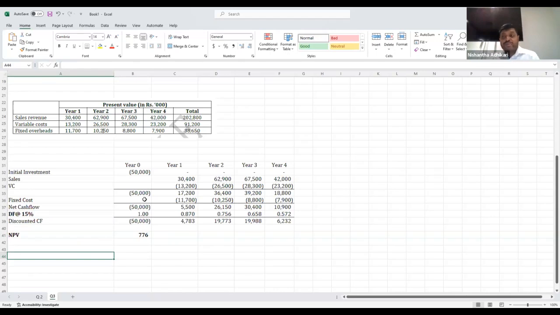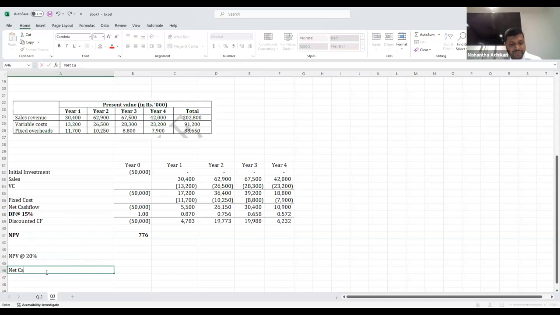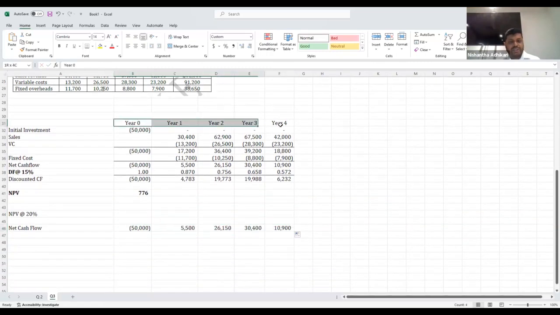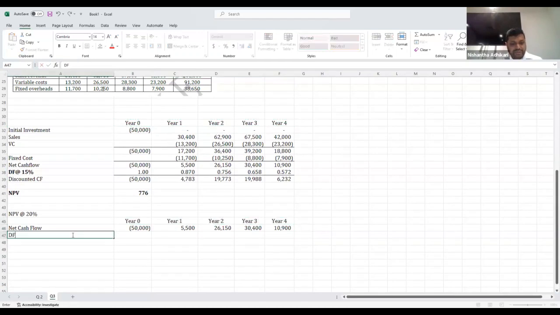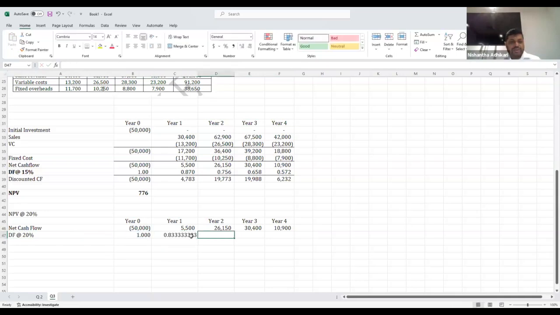Okay, we will discount these cash flows by using 20%. I will calculate NPV at 20%. First, net cash flow. These are the net cash flows, year 0 to year 4. Discount factor at 20%. In year zero it is 1. Then at the end of the first year, 1 divided by 1.2, which is 0.833. Then we will calculate discounted cash flows.